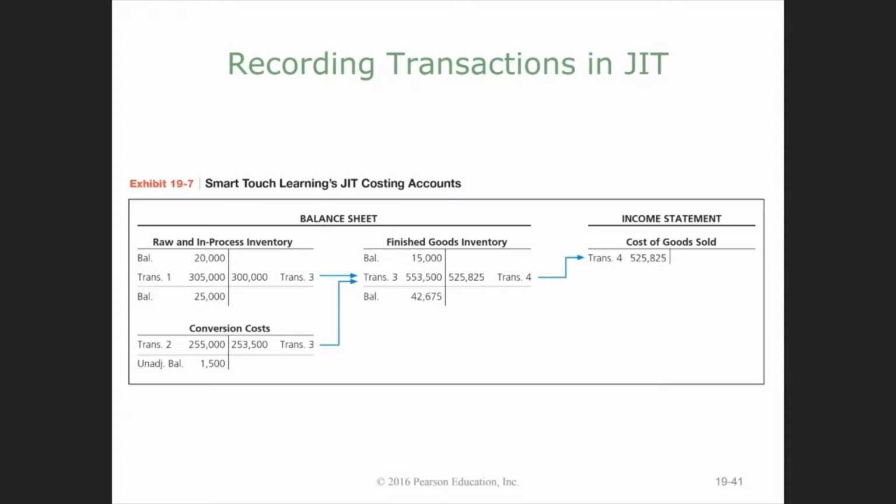So you can go through and compare the T accounts to the journal transactions that we just covered, to watch that flow and how they are set up in the T accounts.